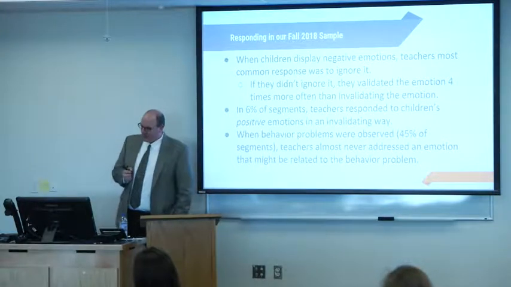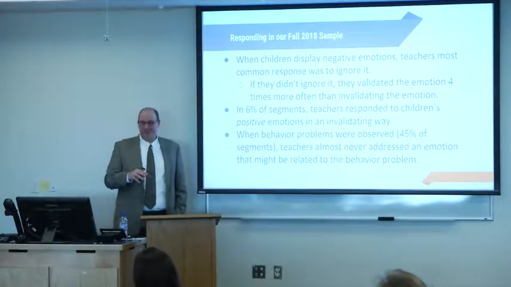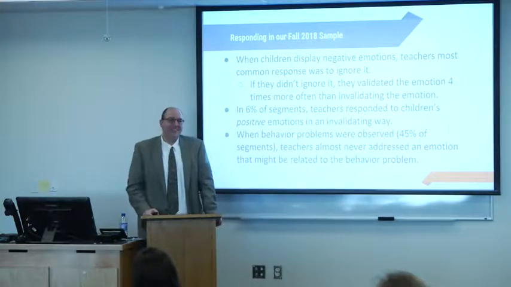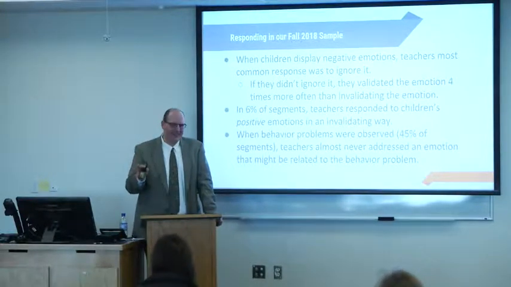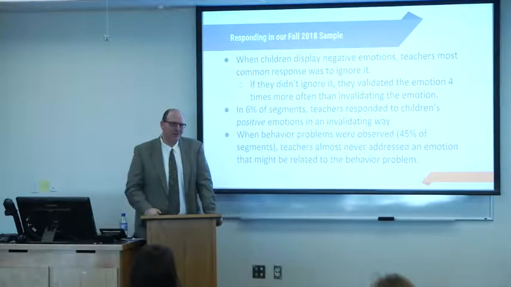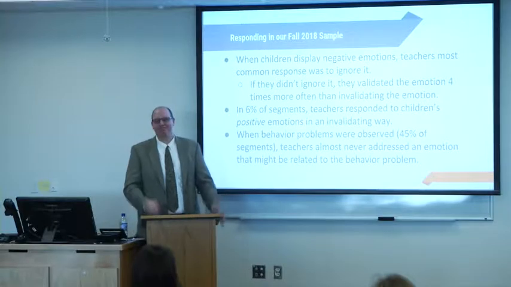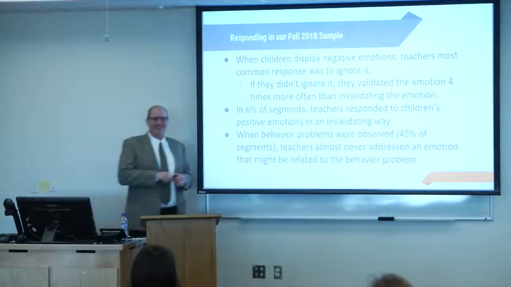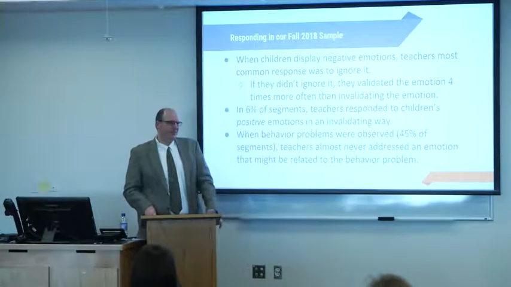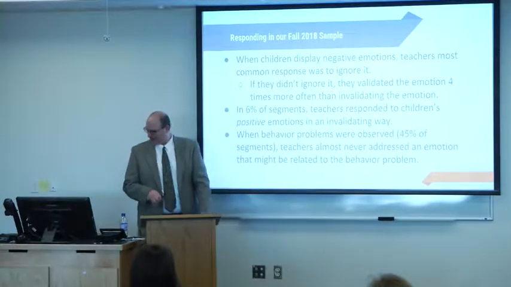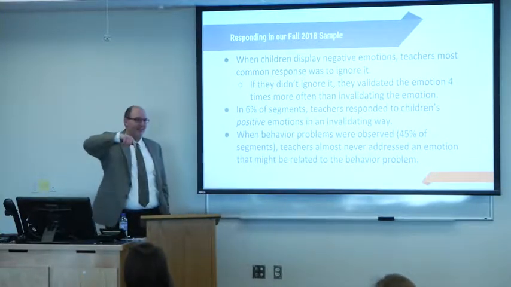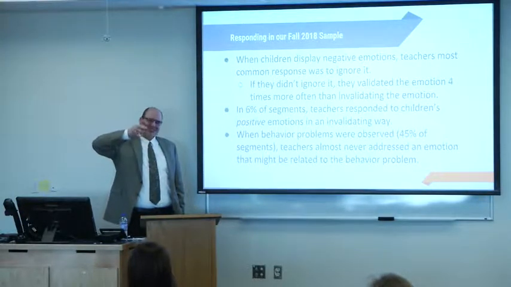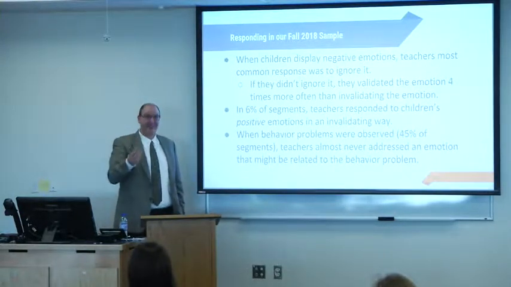And responding, when children display negative emotions, teachers' most common response was to ignore it. I don't think that's a big shocker, but it does something. It's not quite invalidating, and so we do have ignoring as its own category. If they don't ignore it, they're much more likely to validate than to invalidate it. It is good, I think. 6% of segments had teachers respond to children's positive emotions with invalidating. Which, I mean, it's like when those kids are too excited about something, maybe.